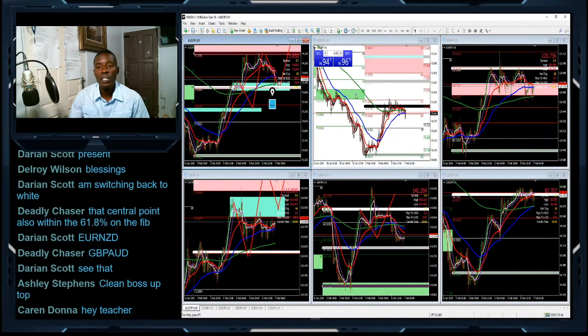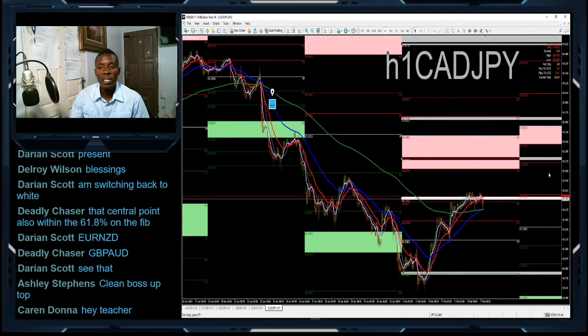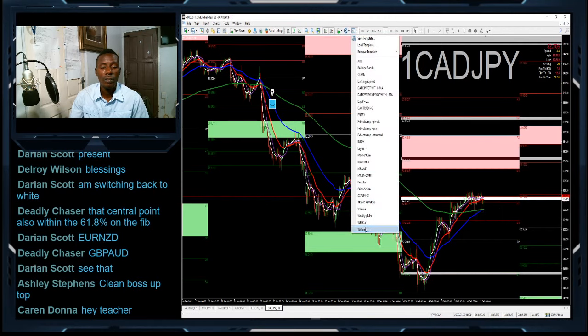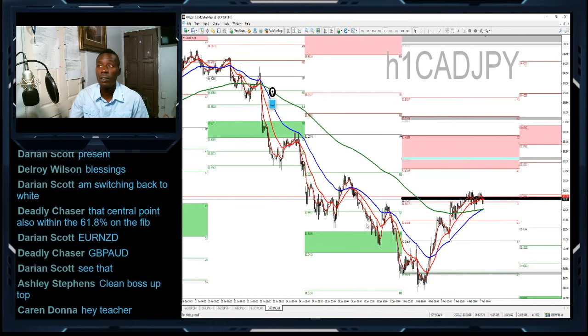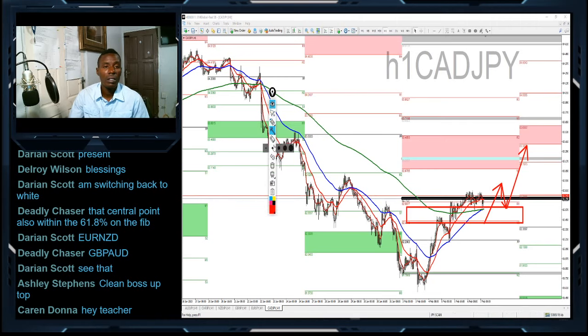So basically the chart is the same thing, because the yen is in control. Central pivot point right here, this is the theme. Change it. So yeah, we are at support, central pivot point right there. So we are looking to get into the market.